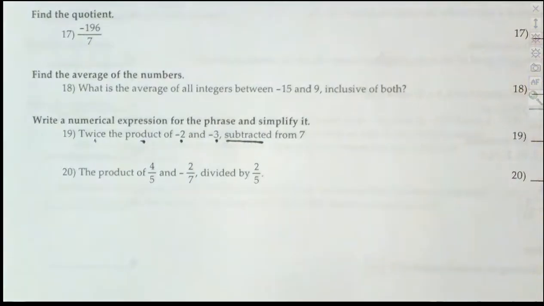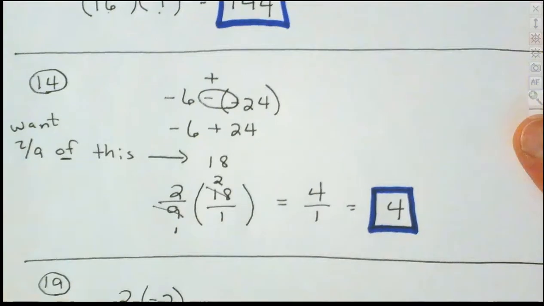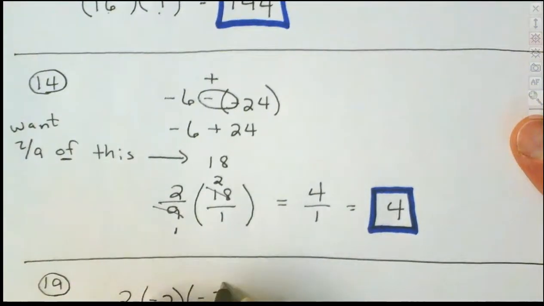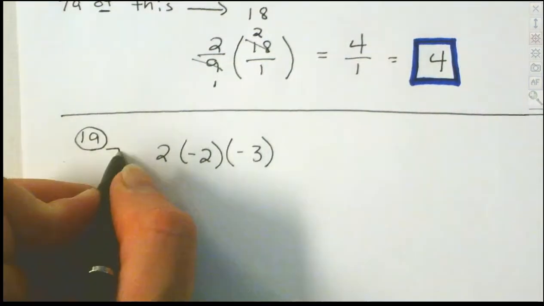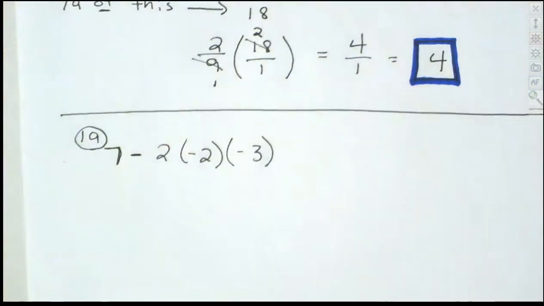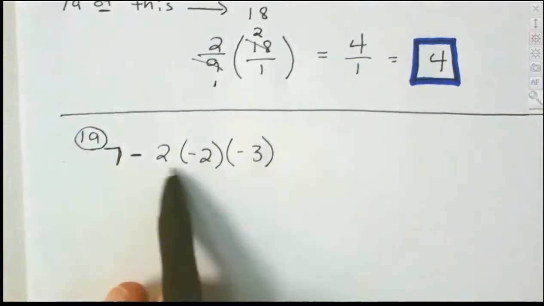So let's think about what we've got first. Twice, so that's 2, times the product of minus 2 and minus 3. So there's that. That's what we've got so far. Now, what are we going to do with that? We're going to take that away from 7. We're subtracting it from 7. So that means the 7's out in front, right? And we're going to subtract it off. This is being subtracted away from 7. So 7's going to go out in front, and this is behind it.